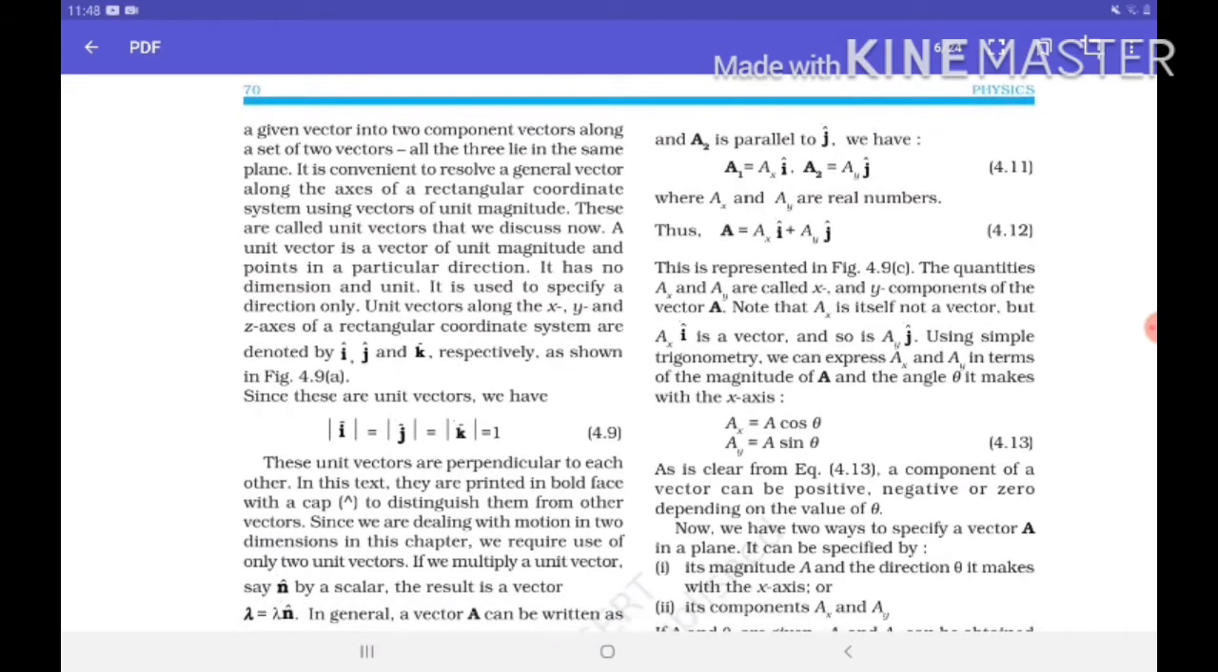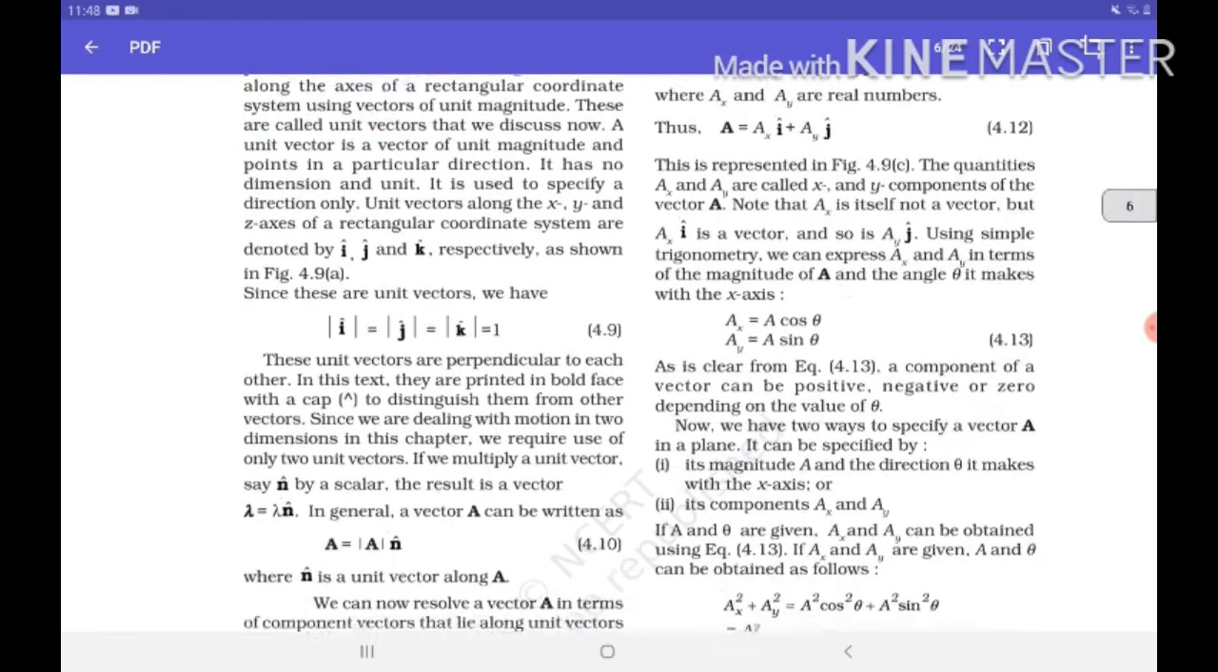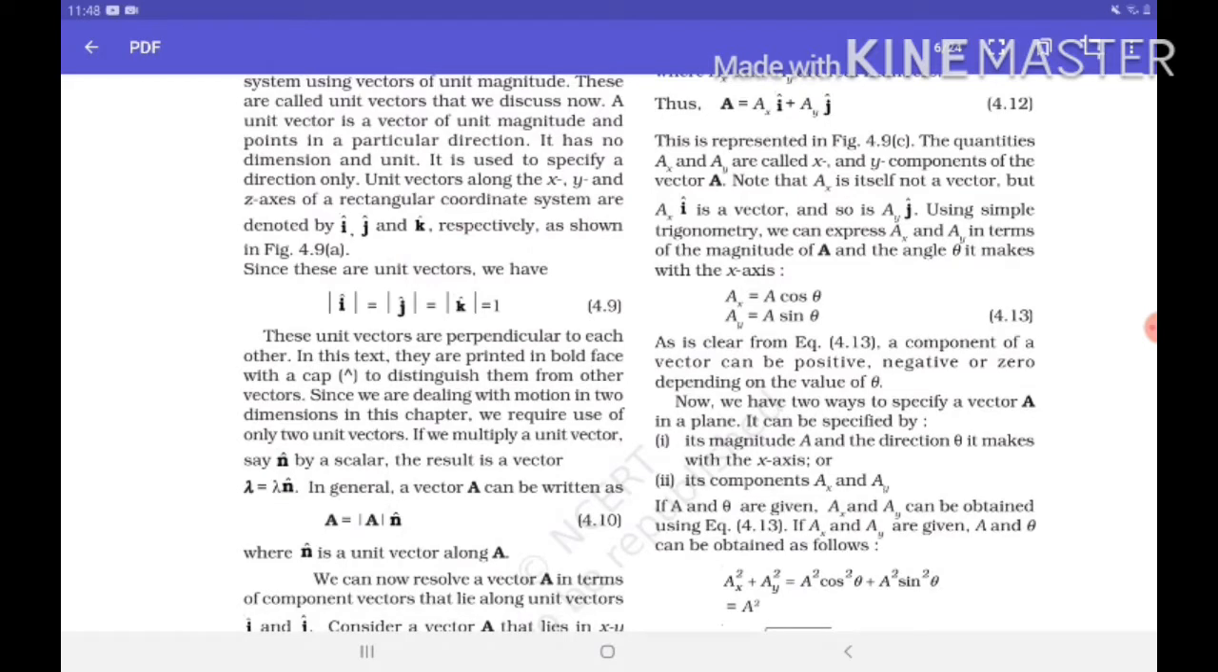A unit vector is a vector of unit magnitude and points in a particular direction. It has no dimension and no unit. It is used to specify a direction only. Unit vectors along the x, y and z axes of a rectangular coordinate system are denoted by i cap, j cap and k cap respectively, as shown in the figure. The magnitude of i cap, j cap and k cap is equal to 1. These unit vectors are perpendicular to each other, and in this text they are printed in bold face with a cap to distinguish them from other vectors.